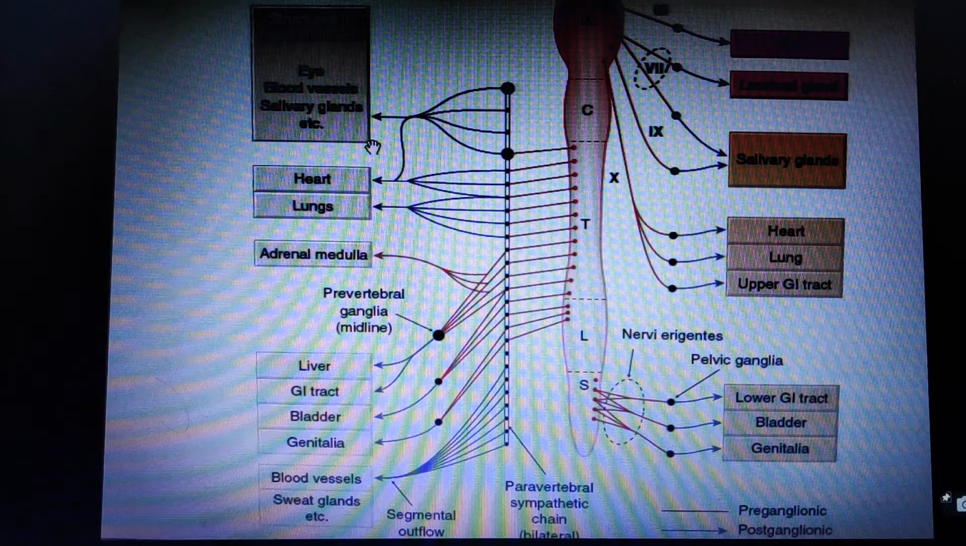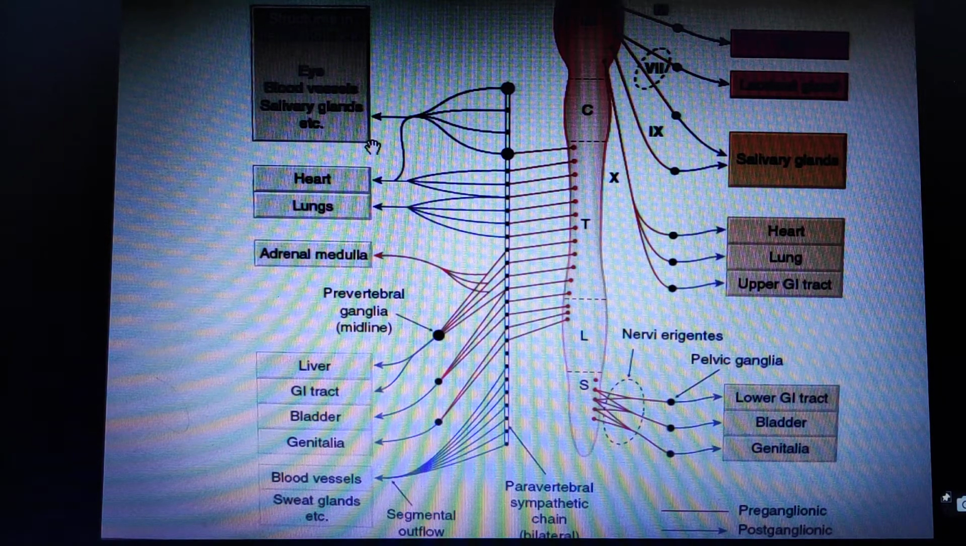Now, as we have seen, the sympathetic is known as thoracolumbar outflow, and the parasympathetic is also known as craniosacral outflow. Now, this nomenclature is based on their origin. The sympathetic nervous system originates from the thoracic and lumbar segments of the spinal cord, whereas the parasympathetic nervous system originates from the brain and the pelvic or sacral component of the spinal cord.